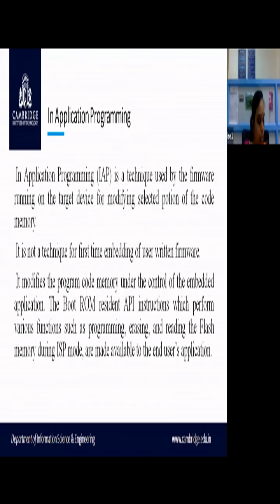The third technique is in-application programming. In-application programming is a technique used by the firmware running on the target device for modifying selected portions of the code memory. This in-application programming will not be used for first-time embedding of user-written firmware. In-system programming is what we use the first time: you have written the firmware or code on the system and you are transferring your hex code onto the target machine to execute on that hardware. But in-application programming is not a technique for first-time embedding of your user-written firmware onto the hardware.